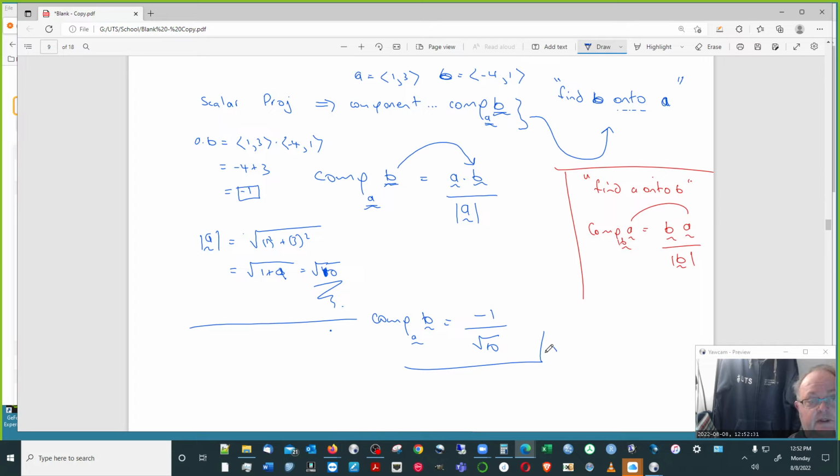So the scalar projection gives you a number, doesn't it? What do you think the projection is going to be? The vector projection. So if the scalar projection gives you a number, what's the vector projection? The vector projection is a vector. Good. It's not just a number, it's a vector.